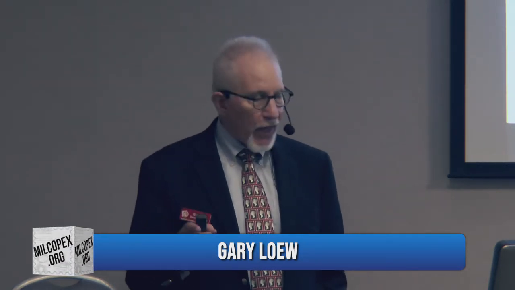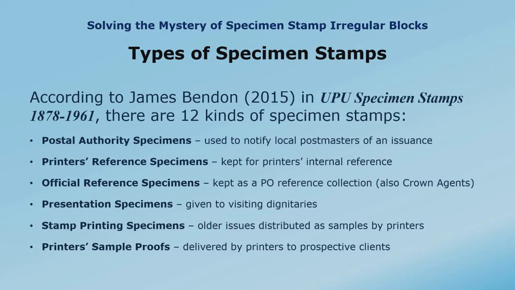Something very similar, and I will tell you it is difficult to differentiate among the different types in many cases, but a printer sample proof is just that, delivered by the printers to prospective clients. So if Nation 1 was issuing stamps and specimens had been created by the printers, they might send some of those marked specimen, defaced as such, to prospective clients in country 2.